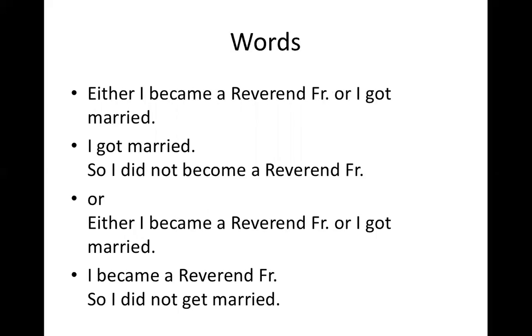Let's put it in words. Either I became a reverend father or I got married. I got married, so I did not become a reverend father. Or either I became a reverend father or I got married. I became a reverend father, so I did not get married. So these are disjunctive arguments. It's called the disjunctive argument.